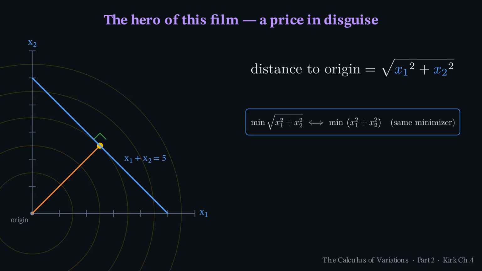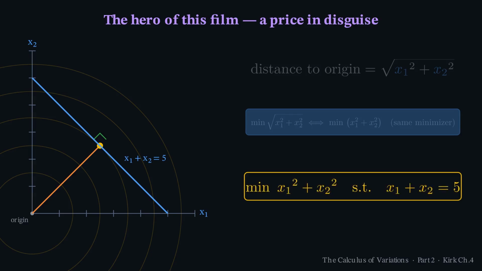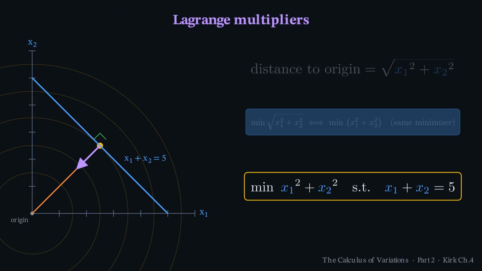There's our objective. And on the line, that's the leash. The point must obey x1 plus x2 equals 5. That's our constraint. So the geometry has become one clean statement. Minimize x1 squared plus x2 squared subject to x1 plus x2 equals 5. That is constrained optimization. And to crack it, we'll use a method that carries all the way to optimal control, Lagrange multipliers.